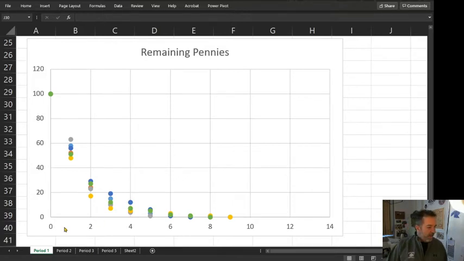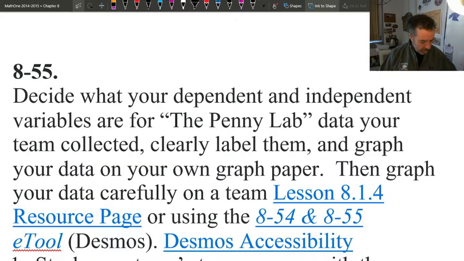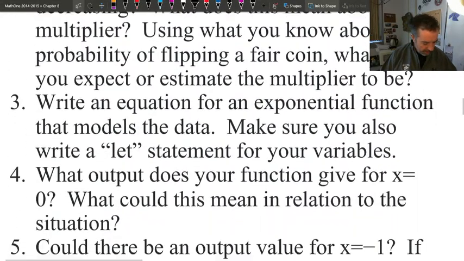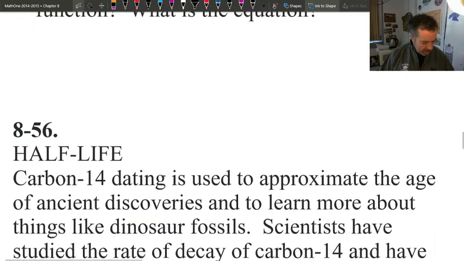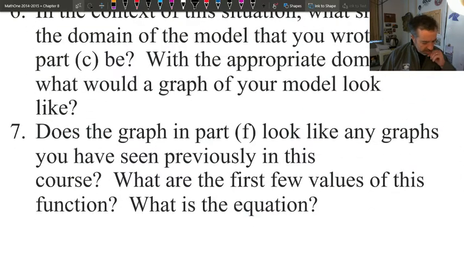So my independent variable is along the x-axis, these are the number of trials, and the pennies that remain are pennies that still had Lincoln's face showing. Those were the ones that remained, and this is what we observed. So that was 55, create that graph. And there is a question: does the graph in part F look like any graphs you have seen previously in this course? What are the first few values of this function?